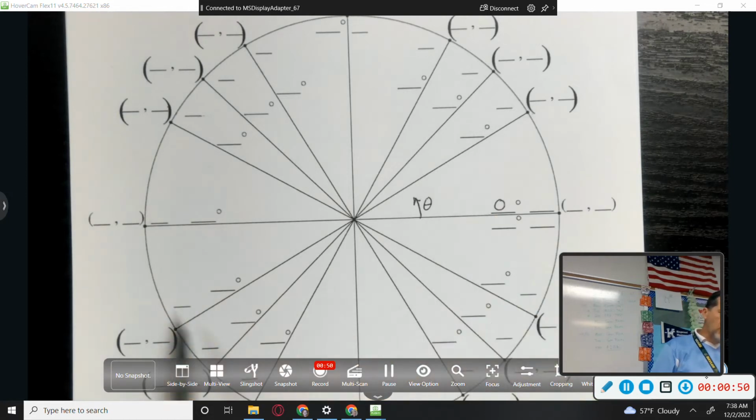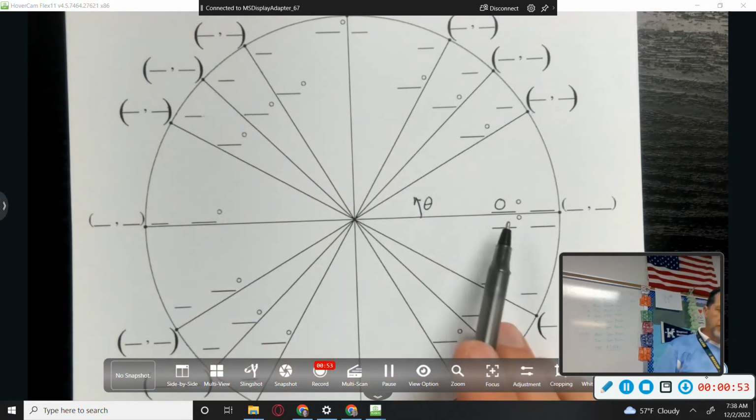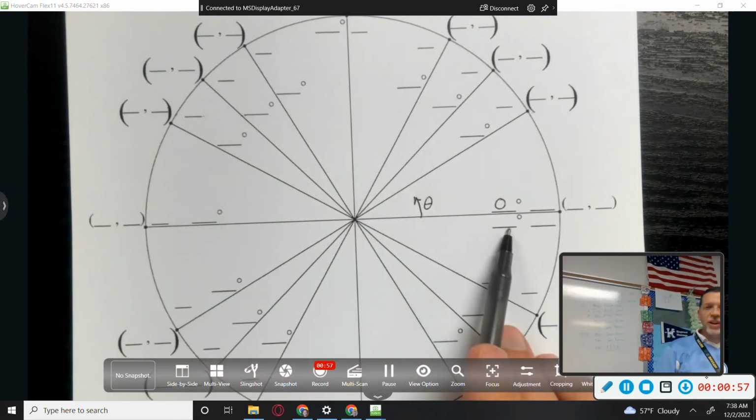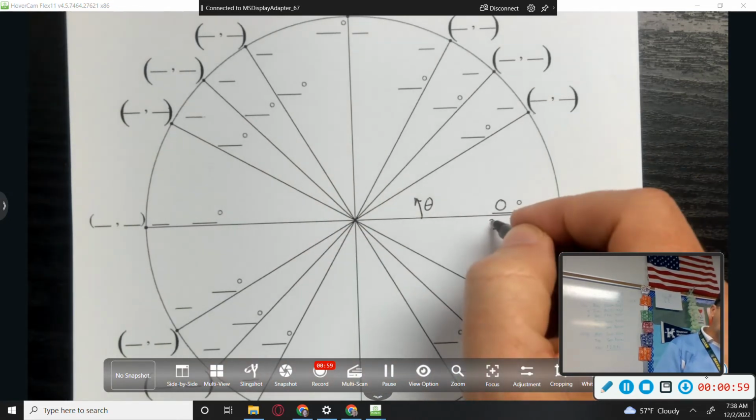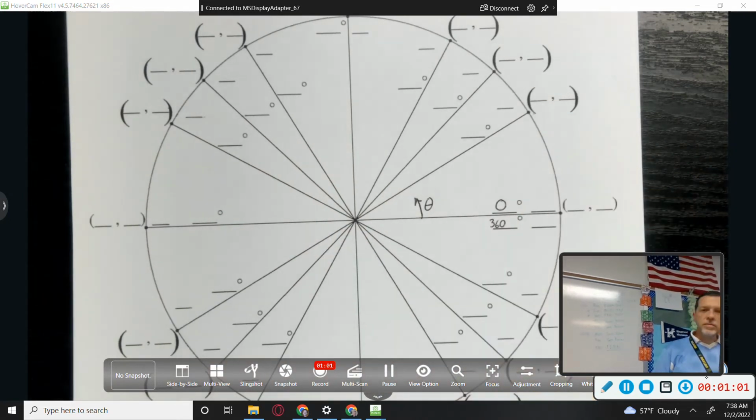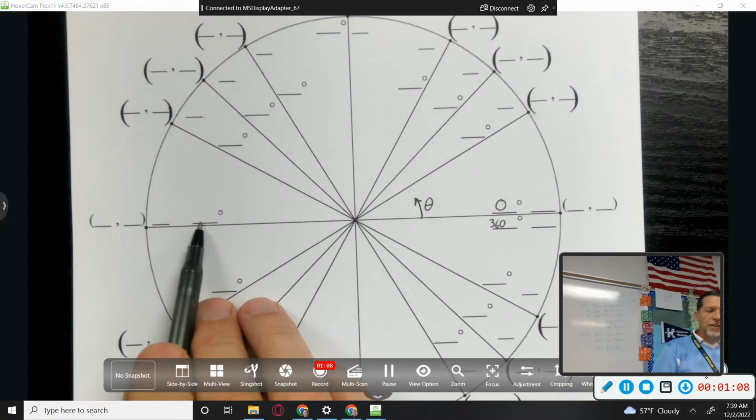All right, so how about all the way around? What would this angle be? If we land at the same spot, well, we've made one full rotation, 360. We're going to hop around to do the easy pieces first. So halfway around, what's that? 180.